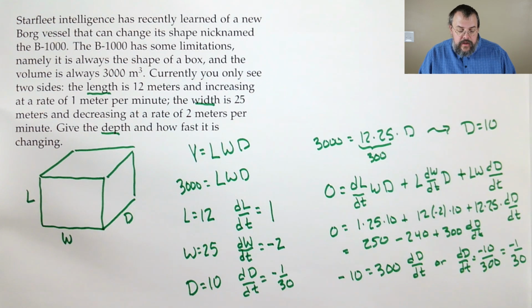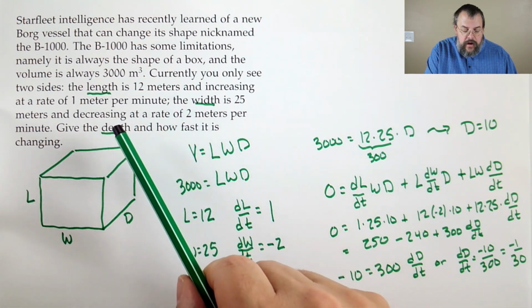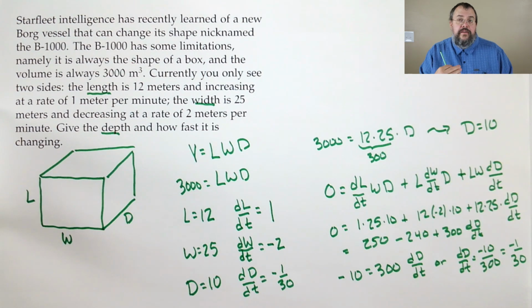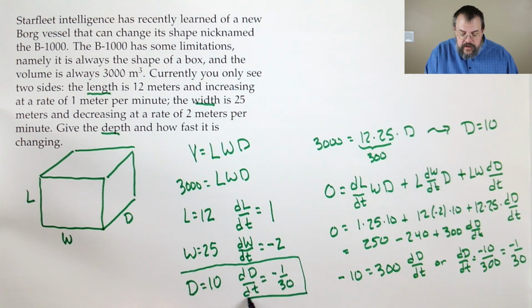Now, if we wanted to include units, it didn't ask us to, we could just say what they were. All our lengths have been measured in meters. Our per minute tells us that the units of our t is minutes. So our depth is 10 meters. Our change in our depth is negative 1/30 meters per minute. And there we go. There's our answer.